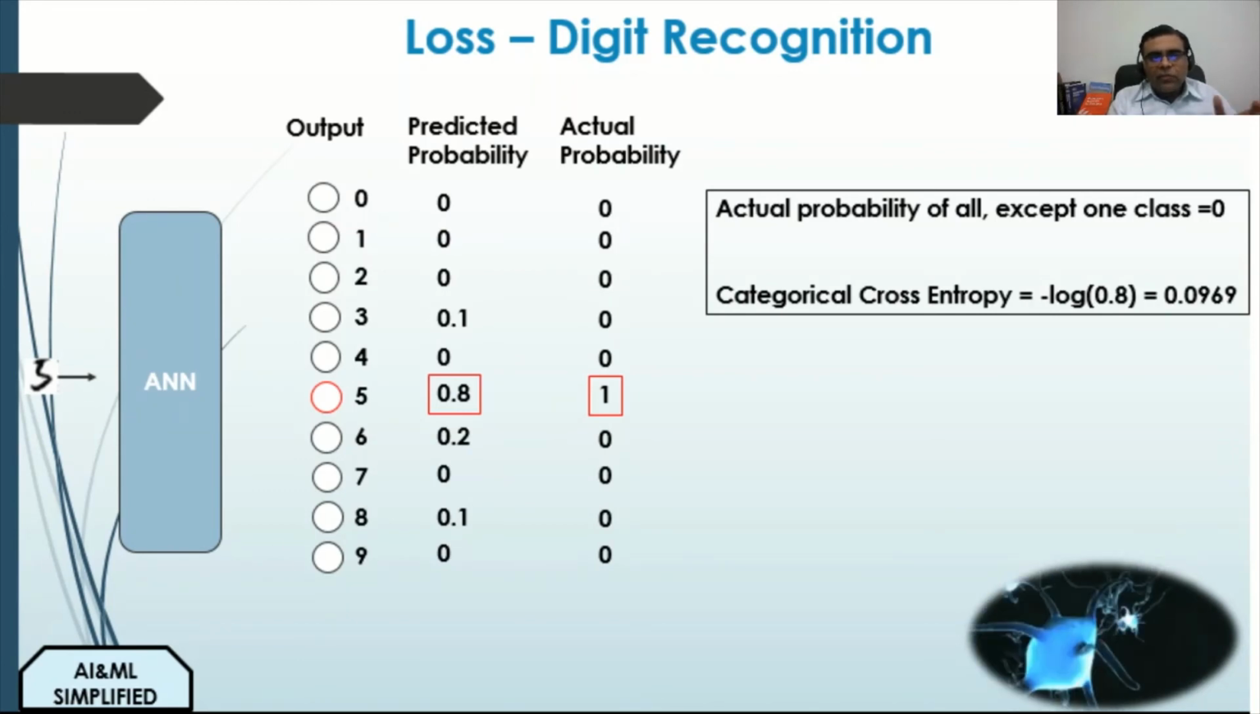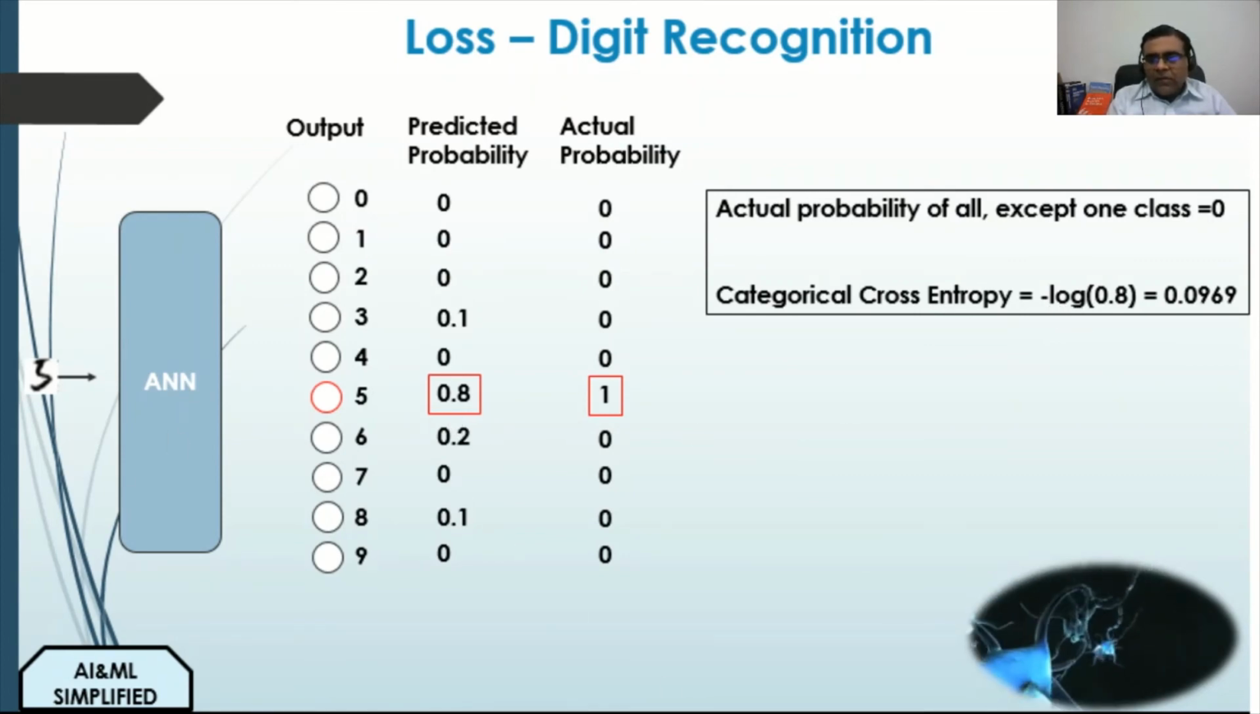However, the actual probability is there only for one of the classes, that is digit 5. It will be 1, and then it will be 0 for the rest of the classes. When we apply the formula for categorical cross entropy, only corresponding to class 5 will we have a value of 1, and for the rest of the terms it will become 0, and accordingly we will have only one term in categorical cross entropy: minus log of 0.8.